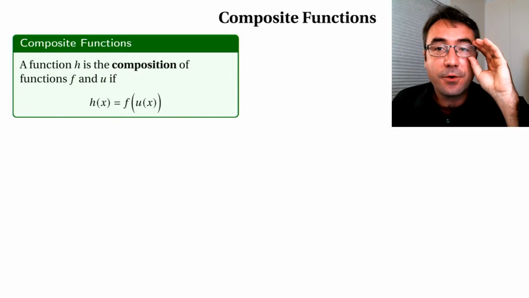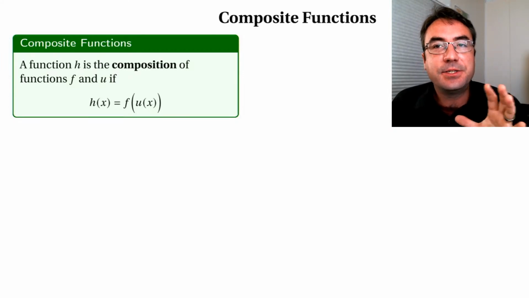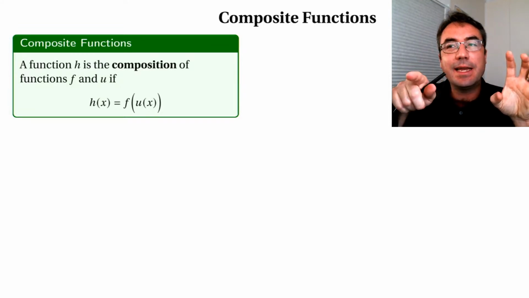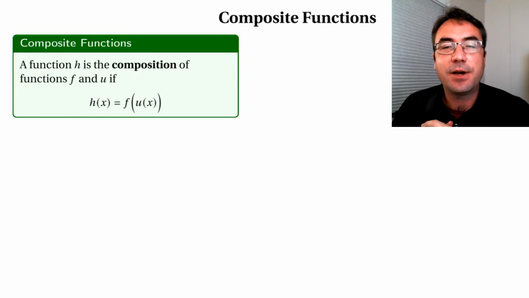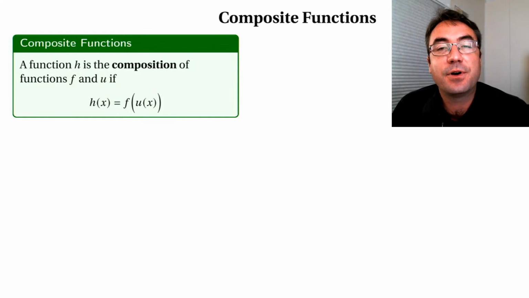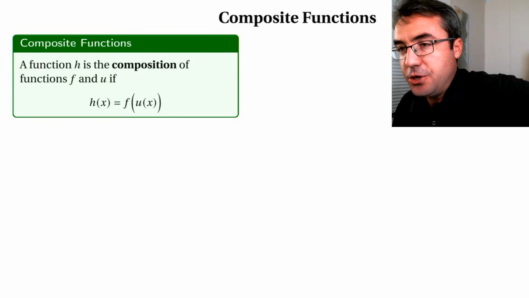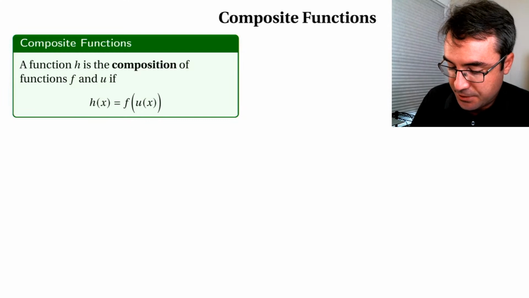Now there's really one other way to combine two functions, and it's by taking one function and plugging it into a second function. And we call that process composition. So we say a function h is the composition of functions f and u if h of x is equal to function f with u of x plugged in. And so some of the terminology we're going to use here for composition is we consider f to be the outer function.